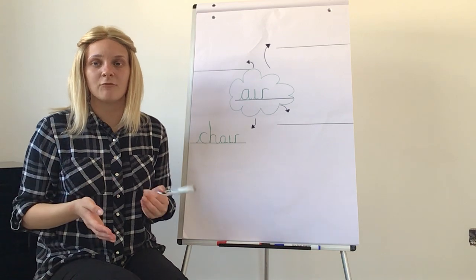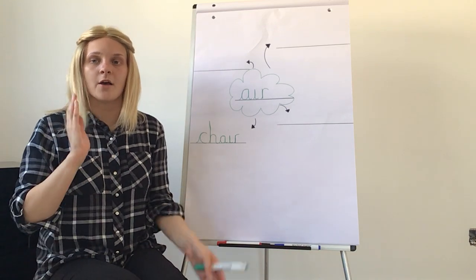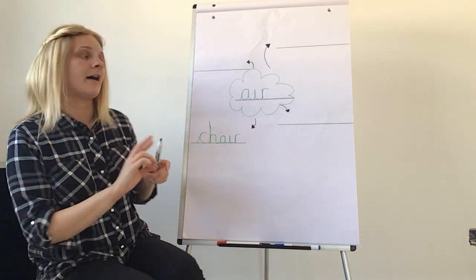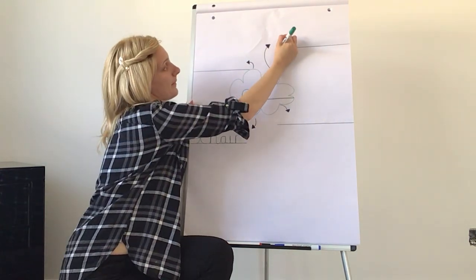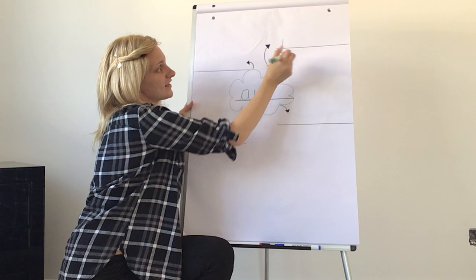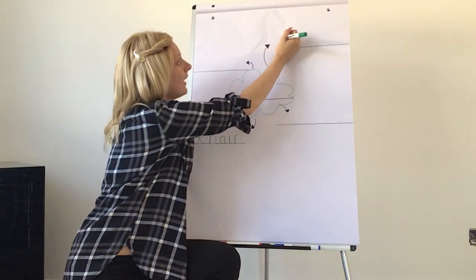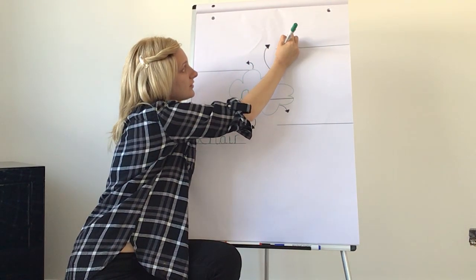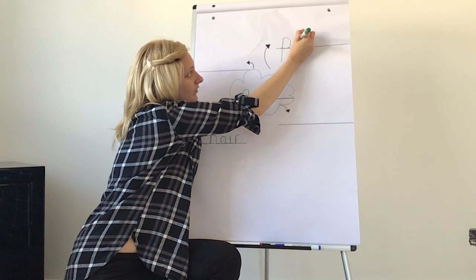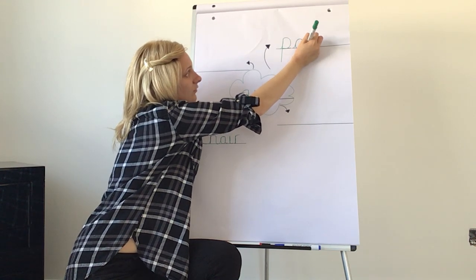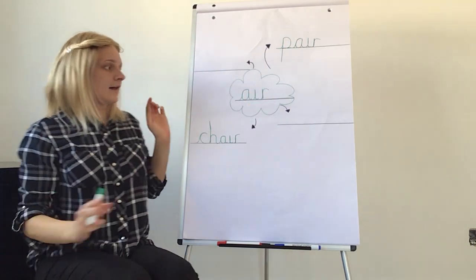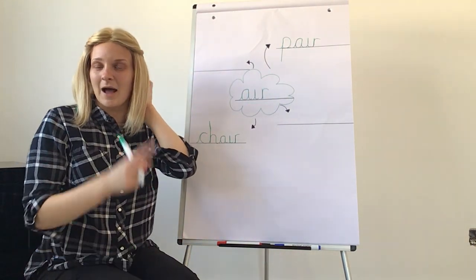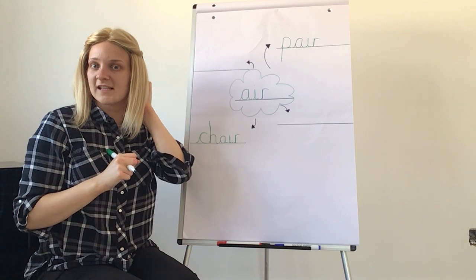Sound it out with me again. Ready? Pair. Air. Pair. Brilliant. It begins with a P, which is a descender. It's below the line. So if you're writing it out, make sure yours is below the line. And the air sound. Pair. Lovely.